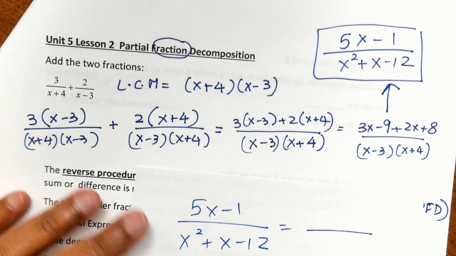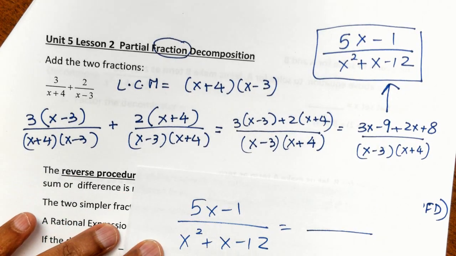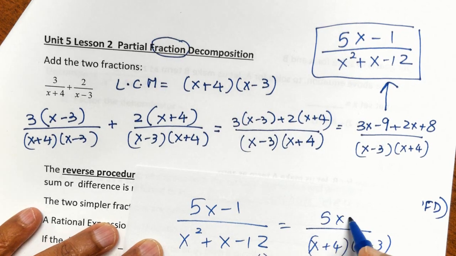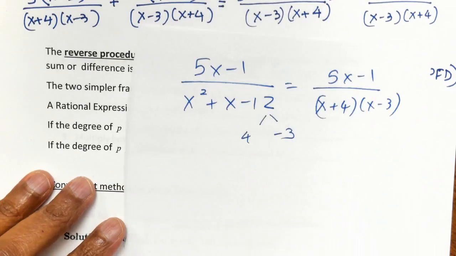So one of the first steps: I know it will be 2 because this can be factored. The factors of negative 12 that add up to 1 are positive 4 and negative 3. So my 2 factors are x plus 4 and x minus 3, and 5x minus 1. Oh, I'm sorry, here we can't see this, yeah.